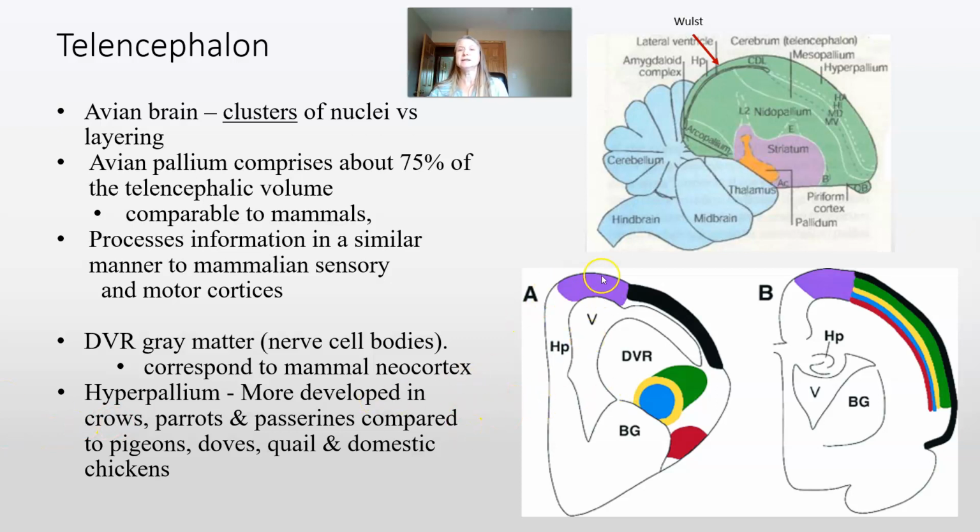This is a slice of the brain then. This dorsal ventricular ridge is gray matter, a bunch of nerve cell bodies where processing can go on. This corresponds to the mammalian neocortex. This hyperpallium is more developed in crows, parrots, and passerines compared to pigeons, doves, quails, and domestic chicken. So there are differences in these areas depending on activities and how smart we might think some of these birds are. Again, don't get too caught up on that because all animals have evolved to do well in their situation.